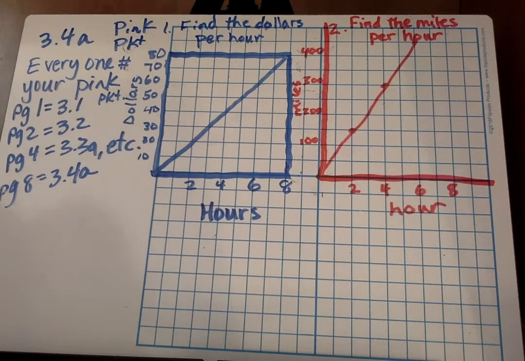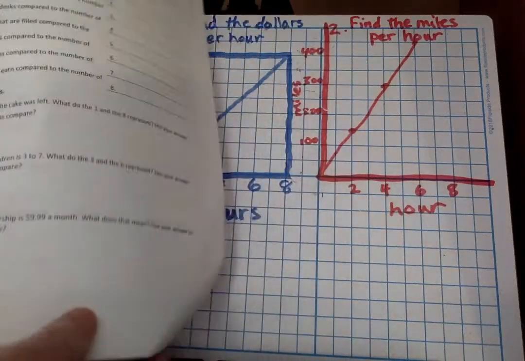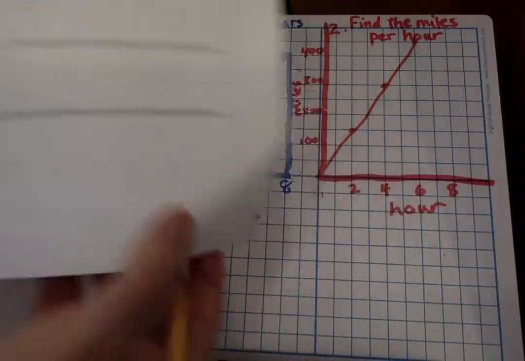First of all, I just realized your pink packet has not been numbered, so I will need you to number your pink packet. So here's the pink packet. We're going to put this one, 3.1 is going to be page 1. So when you see 3.1 right here, down at the bottom, I want you to put page 1.